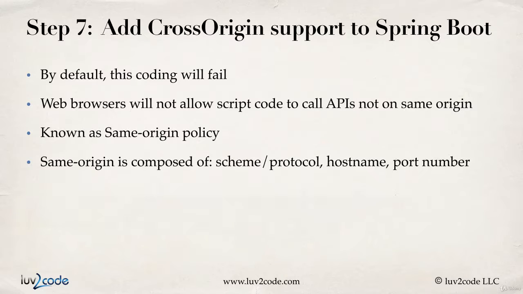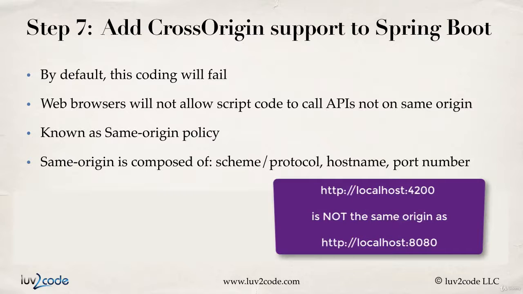So same origin is composed of the scheme or protocol, hostname, and port number. So even if you're on the same machine and you have two apps running on different ports, those are not considered the same origin. So you have to make some additional configurations here to allow this communication to go back and forth.